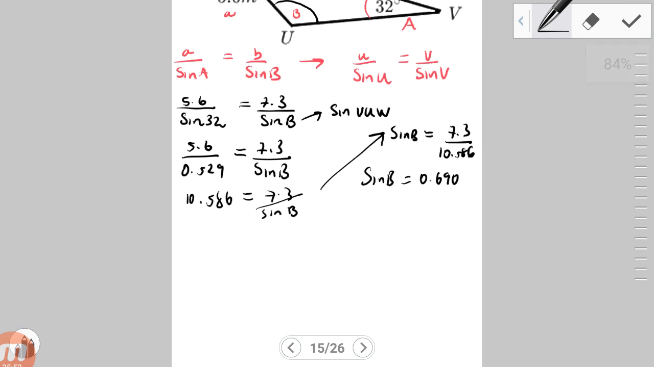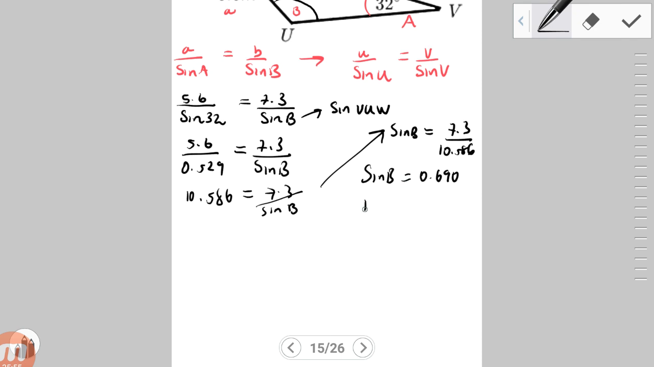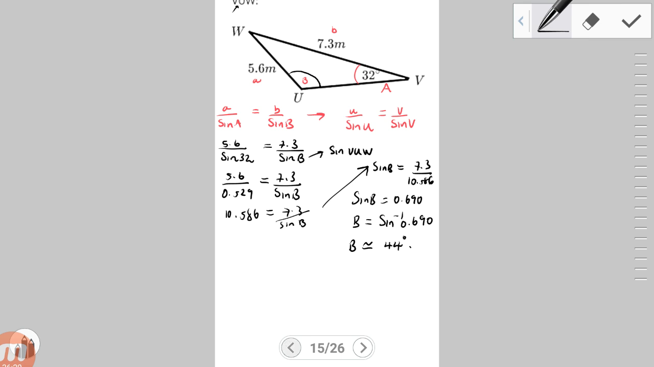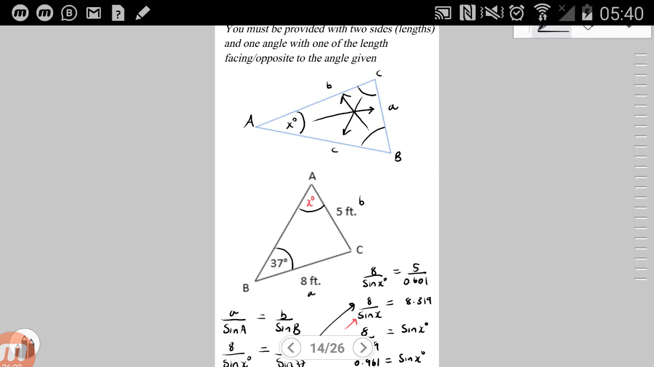And so once again, we're going to have to find the arc sine to find the angle. So the angle B is equal to sine raised to the minus 1 of 0.690. So shift, the sine function, sine raised to the minus 1, 0.690 rounded off. We are going to find that the angle indicated by B is approximately equal to 44 degrees. 43.6, 44 degrees. All right. So those are two nice examples on how to apply the sine rule.